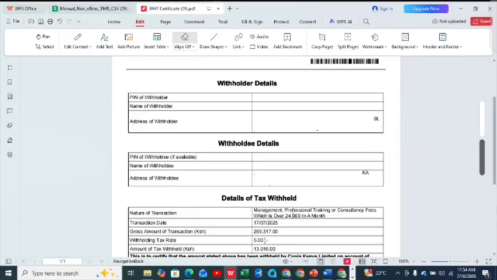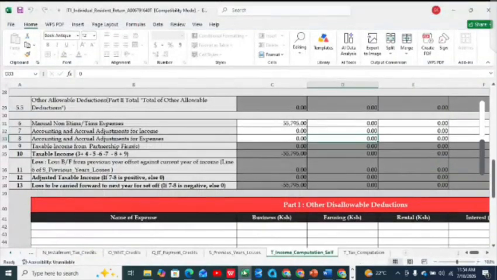When you receive this certificate, you are not supposed to do anything. The government has taken their share. So at the end of the year, what you need to declare is this gross transaction amount. Regardless of how many certificates you have, you take the gross amount of all those certificates. Assuming I had 10 certificates, I would take the aggregate amount of those certificates, and then I come here under my P&L.